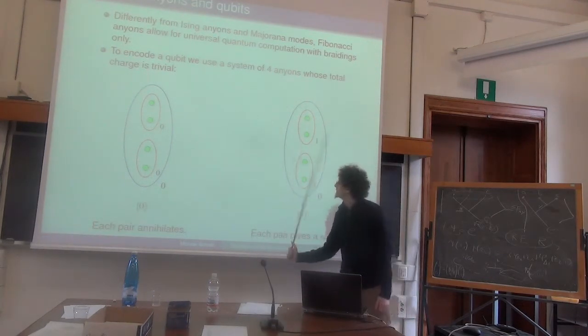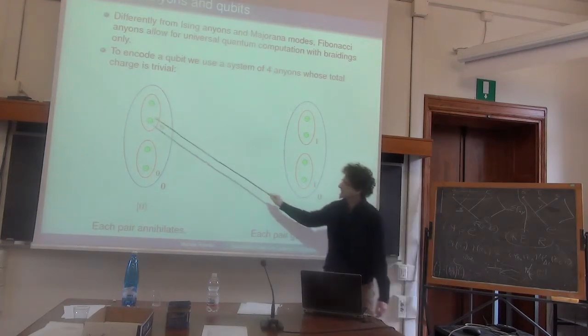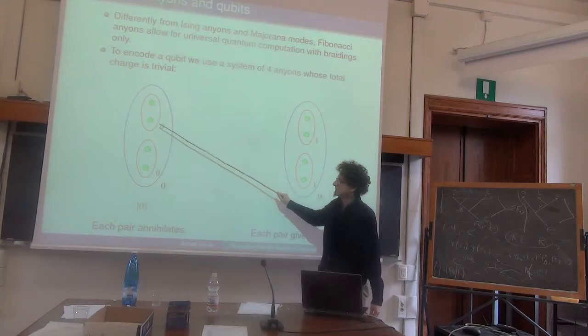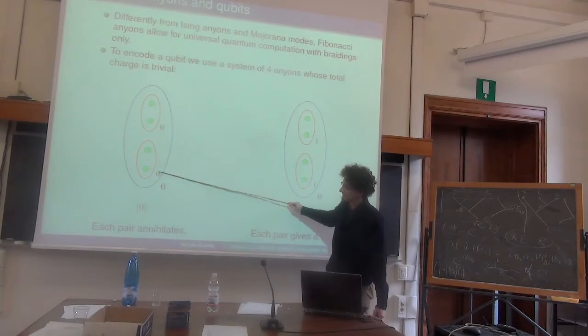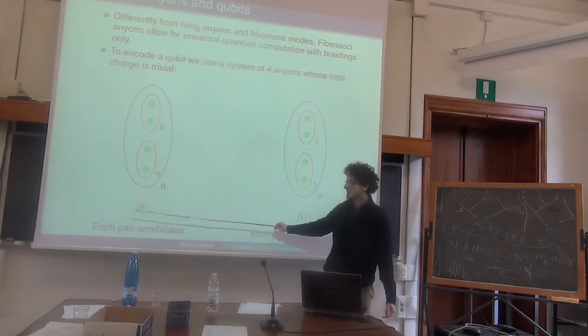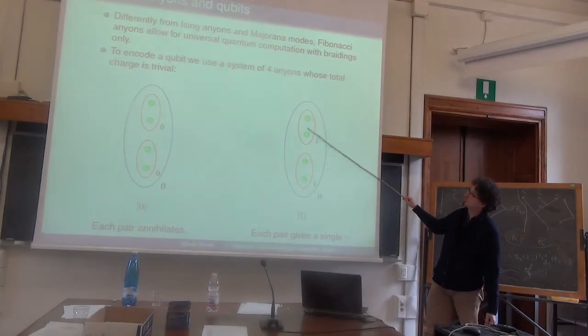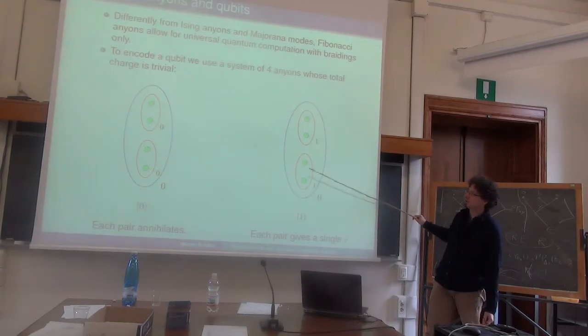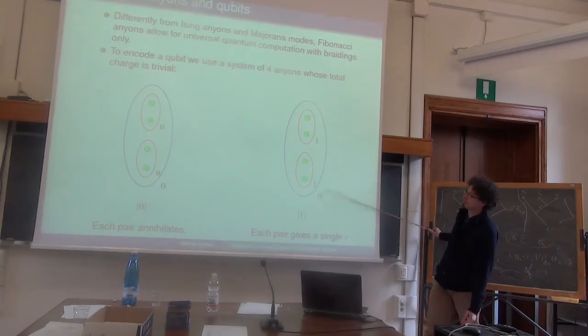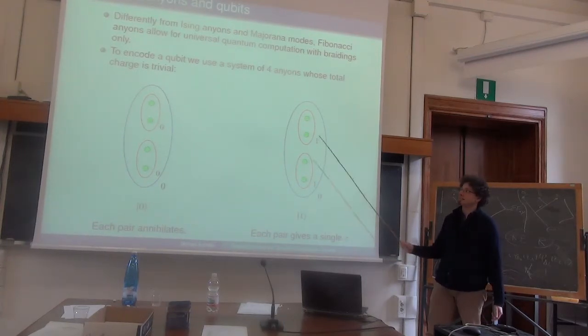So I have possible states that tell me that these 2 Fibonacci fuse into the identity, and similarly these 2 Fibonacci fuse into the identity, so that identity times identity gives me the identity, and this state I call 0. Whereas the other possibility is that these 2 Fibonacci anyons fuse into a Fibonacci anyon, and these other 2 fuse into another Fibonacci anyon, in such a way that overall I still have a vacuum charge, and I call this object 1.